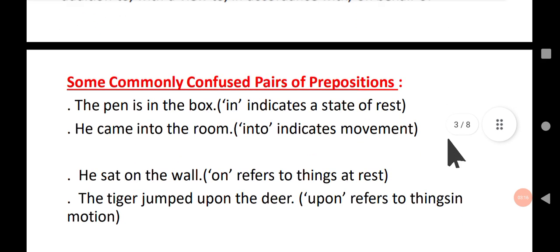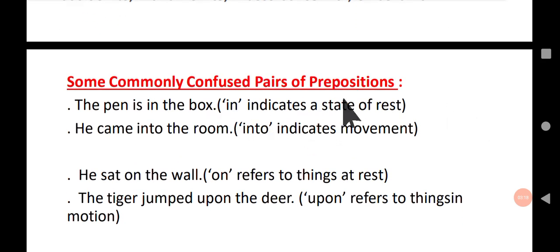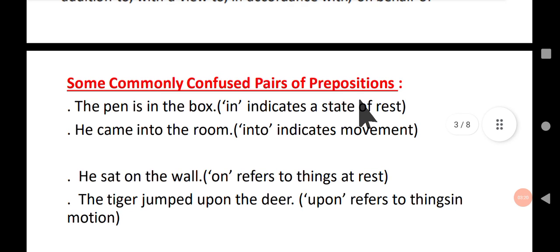Now we'll look at some of the commonly confused pairs in prepositions. Why I have given this slide in this video is that many people get confused between these prepositions. Of course, this is even given in your textbook, you can have a look at that. So here, the first case: the pen is in the box, he came into the room. Now you should know the difference between in and into.